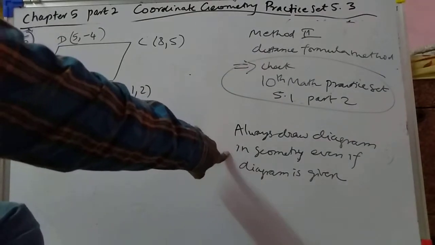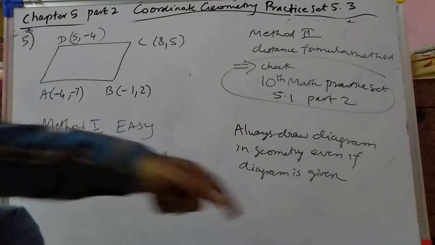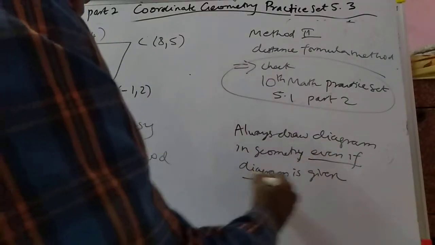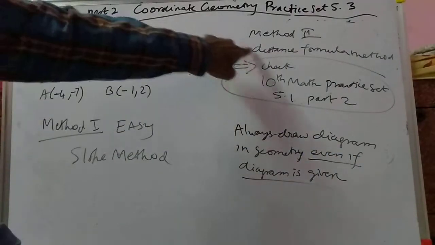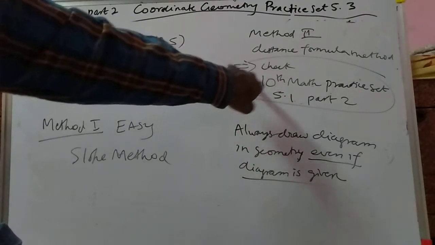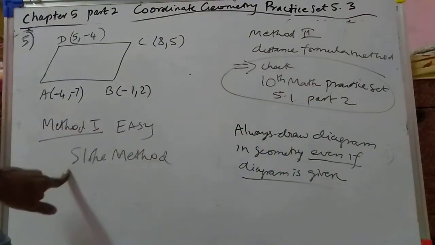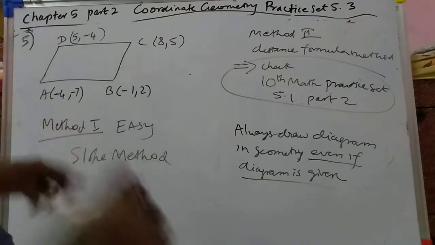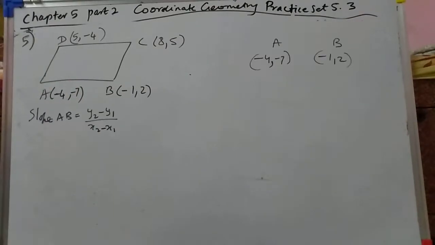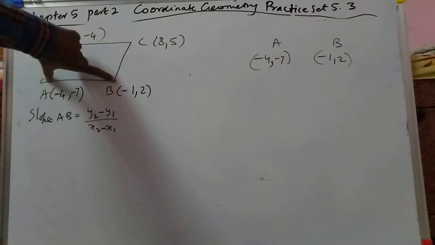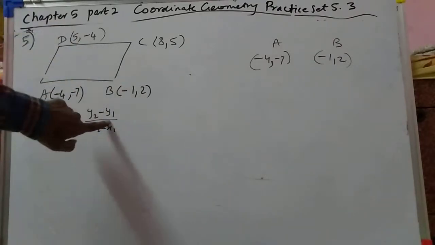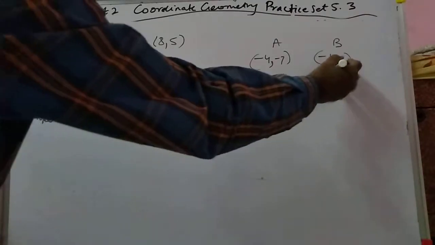Always draw a diagram, even if the diagram is given. Method 2 is the distance formula method, check 10th math practice set 5.1 part 2. Method 1 is the easy method, the slope method. We will do this. Okay, first we calculate AB. Formula: put in the points and calculate.